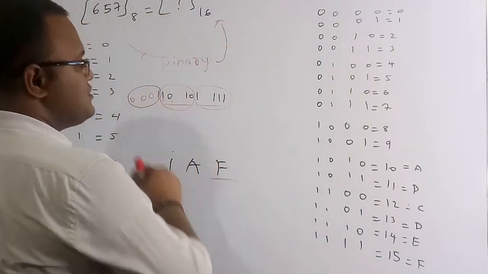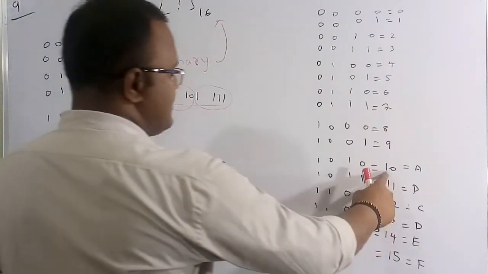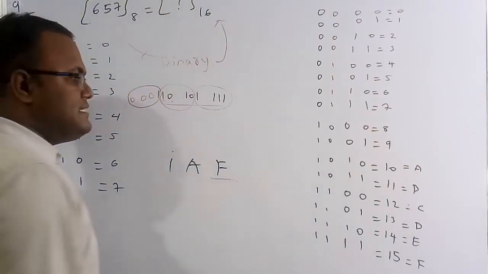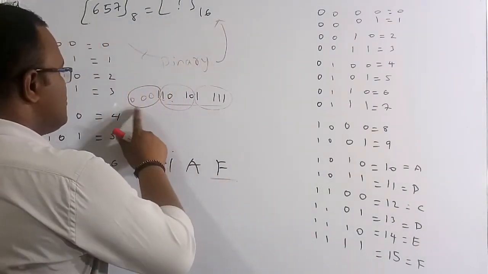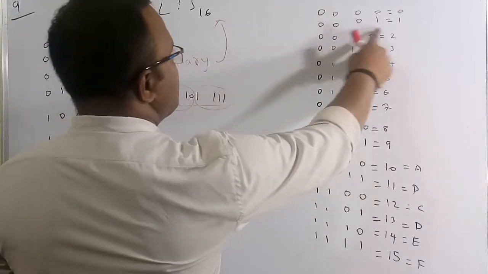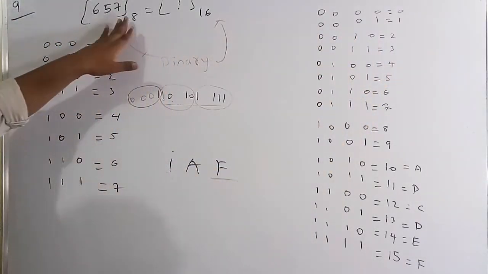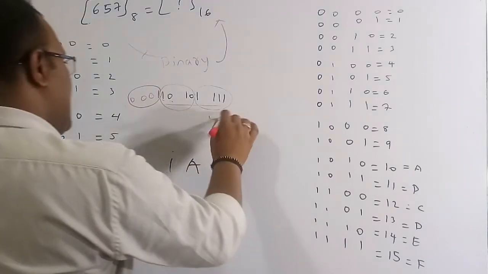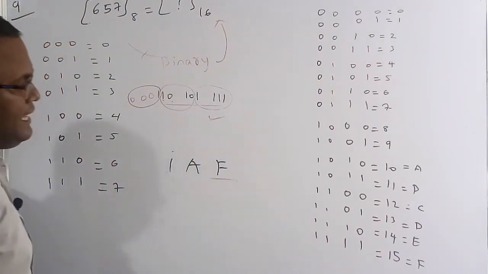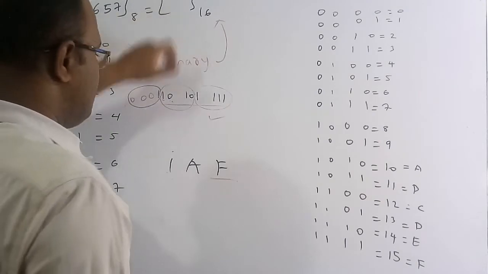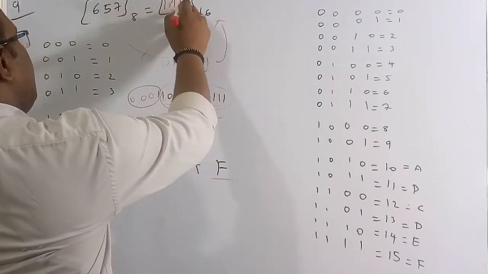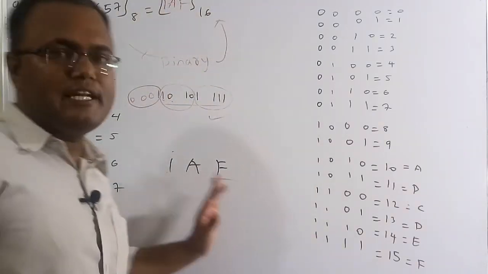And similarly 1010. So 1010 is nothing but 10, so in hexadecimal it is A. So therefore A. And similarly 0001 is nothing but 1. So therefore 1. So finally what we have done is we have converted the octal number to a binary number, and from the binary number we have converted to hexadecimal. So therefore this is nothing but 1AF. This is the hexadecimal representation, the correct solution of this question.